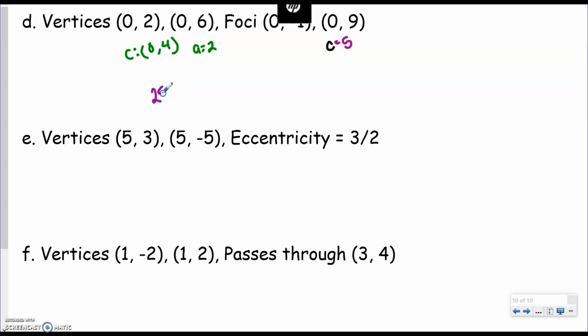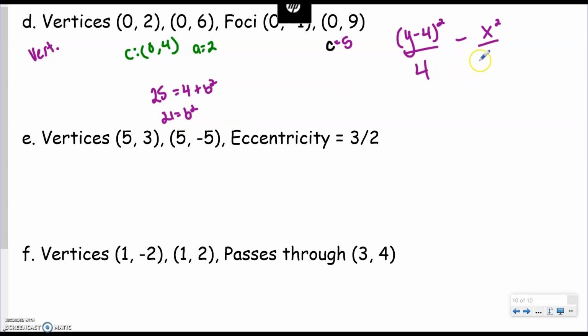So if you plug that in, C squared equals A squared plus B squared. I'm going to leave that like this for a second just to show you. My Y's are the ones that are changing, so I know it's vertical. So I'm going to put Y first, and then since it's not at 0, 0 for my center, I have to do Y minus 4. And then X minus 0, or X. And then my A always goes in the first fraction, so 2 squared is 4. And then B squared is always going to go in the second fraction. The reason I didn't solve for B is because if I solve for B, I have to square it again anyway. So instead of doing the square root of 21 and then squaring it, I'm just going to leave it. And that's my final answer.